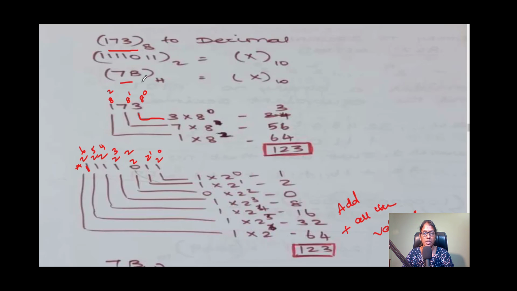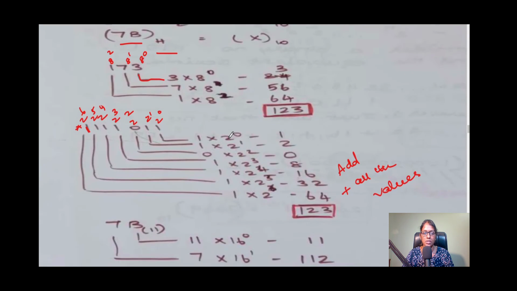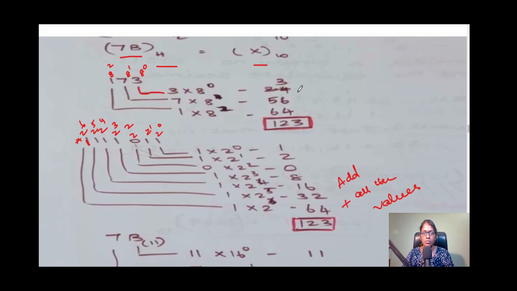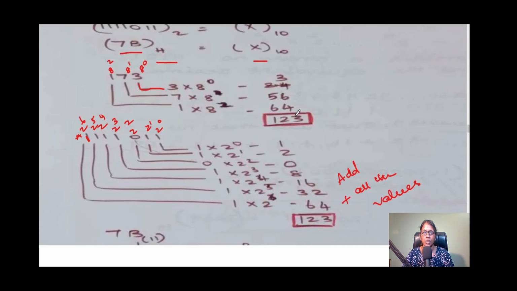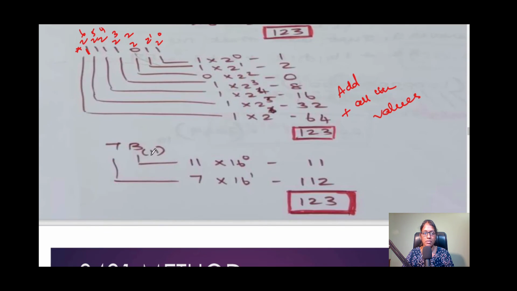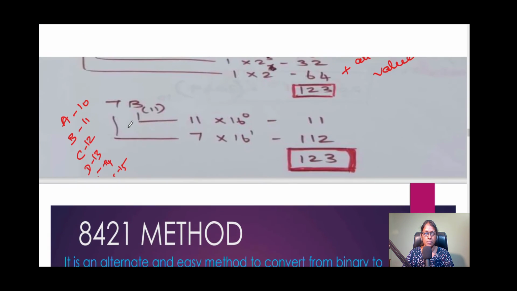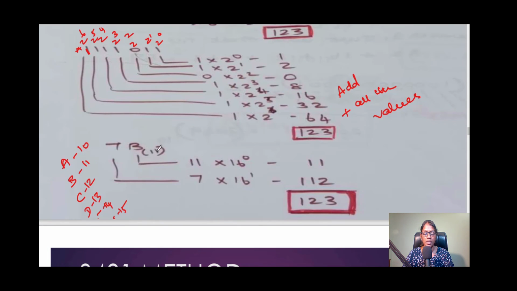Similarly, here you can see 7BH. This is a hexadecimal value. How to convert this into a decimal value? How will you get it? 7B, okay, what does 7B mean? In hexadecimal, A is 10, B is 11, C is 12, D is 13, E is 14, and F is 15. So for B I have written 11.